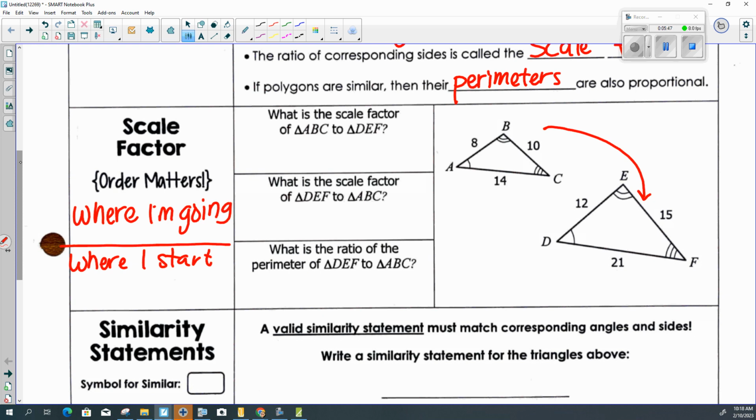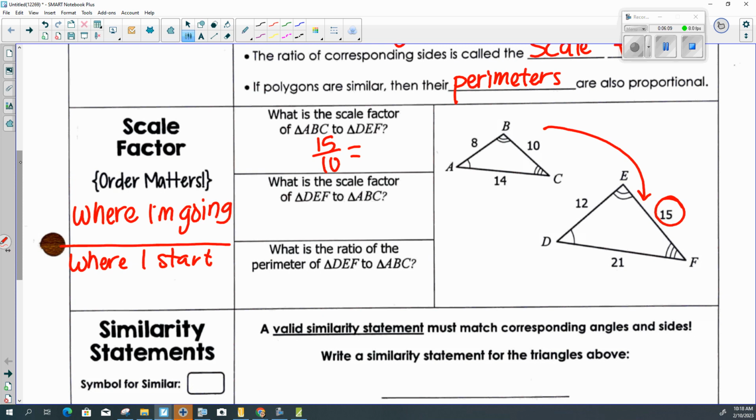So where am I going? I'm going to this 15. And where did I start? I started at the 10. You can use any of the sides. You can use 8 and 12. You can use 14 and 21. You're going to get the same proportion if they're actually similar, which it said that they were.